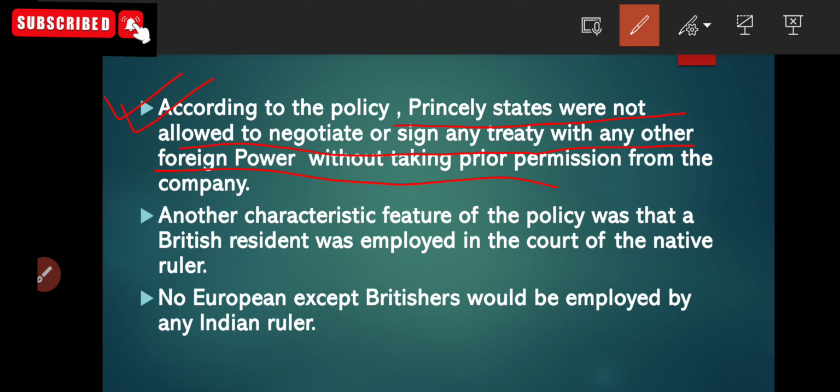And another very important characteristic feature of the policy was that a British resident was employed in the court of the native ruler. Very important point. And the last and the most important feature was that no European except Britishers would be employed by any Indian ruler. So all these features hint towards the loss of sovereignty of the Indians. So yeah, these were the basic features of this policy of subsidiary alliance introduced by Wellesley.